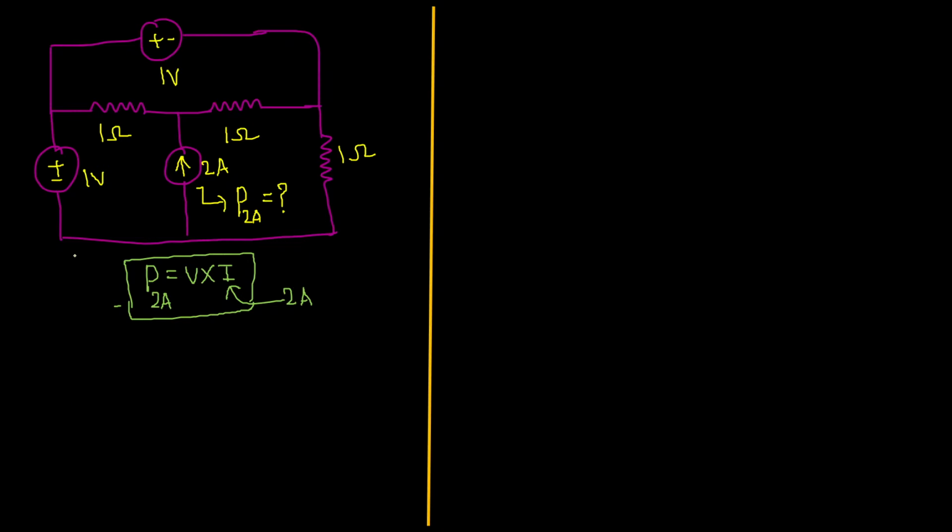And one more thing is, we know this is ground. So this is also connected with the ground. This is also connected with the ground. We know ground voltage is considered as 0 voltage. So I can put 0 voltage here. I can also put 0 voltage here.